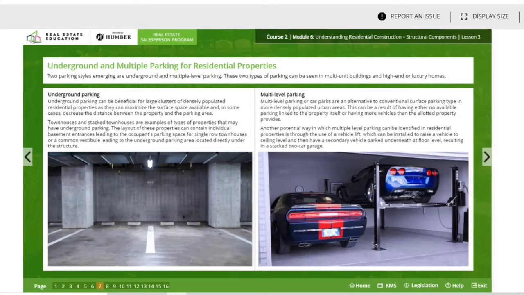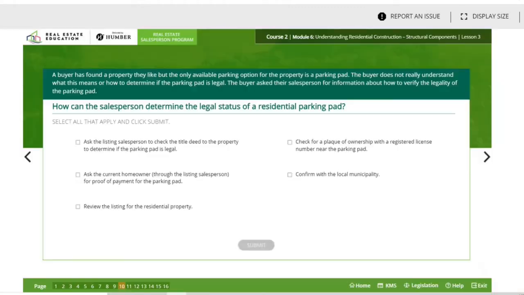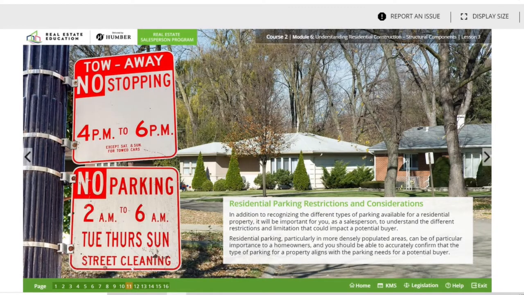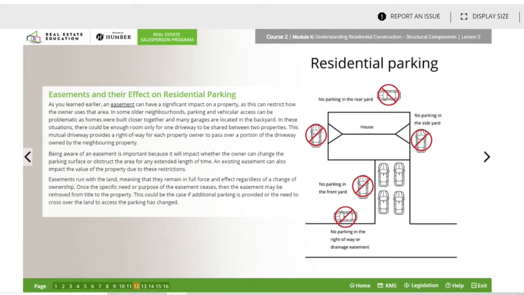There's underground parking, and then there's multi-level parking. So this is lesson 3, just talks about parking. Okay, residential restrictions, because there are some considerations. For example, there may be signs where you cannot park on the street, or you cannot park during certain hours. So you have to be able to explain that to the seller or the buyer. Easements and their effects on residential parking.